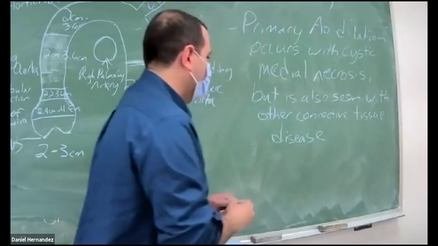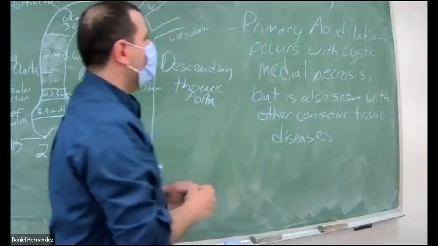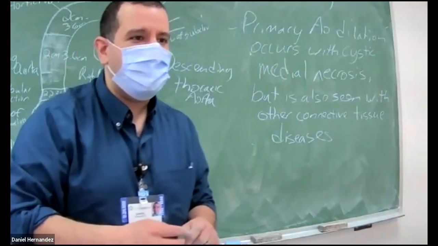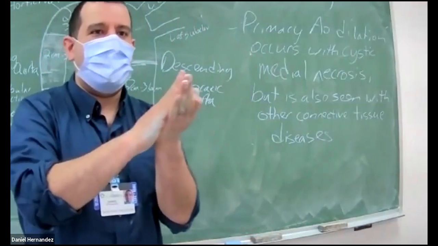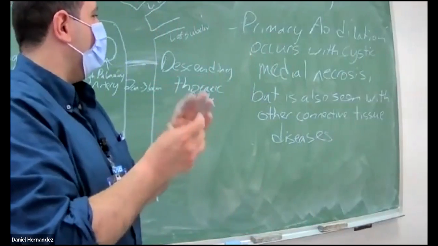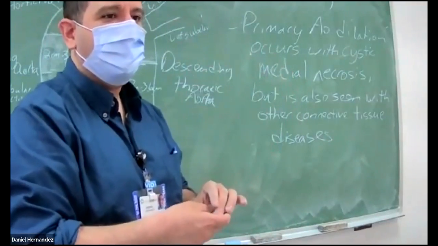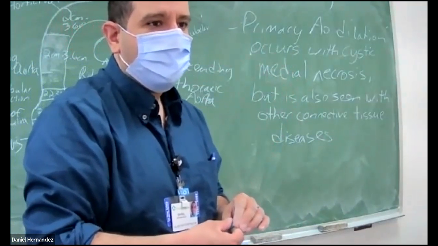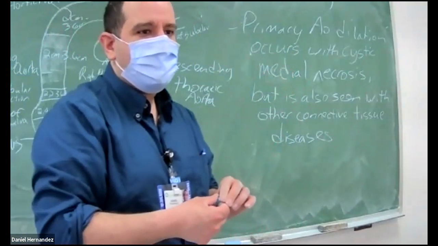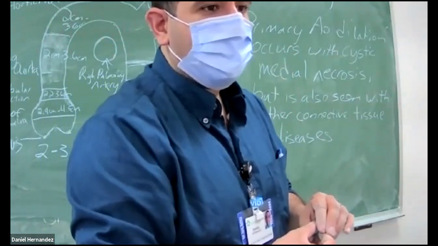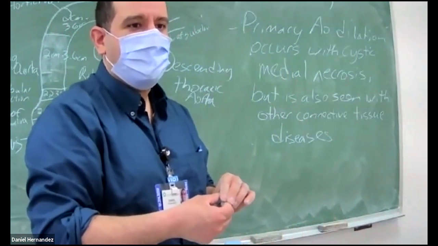Would those be like Marfan and Ehlers-Danlos? Yep. Cystic medial necrosis is the breaking down of the muscular layer of the vessel that allows dilatation to start occurring. So this process results in the weakening of the medial layers with subsequent dilatation and aneurysmal formation of the aorta.